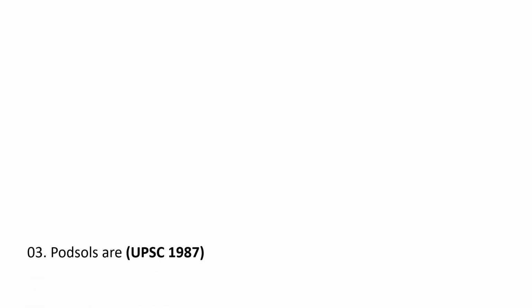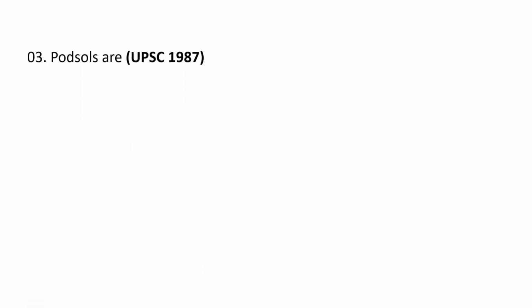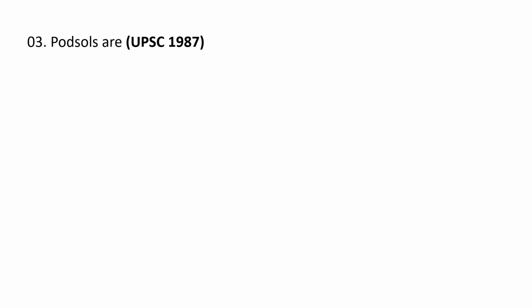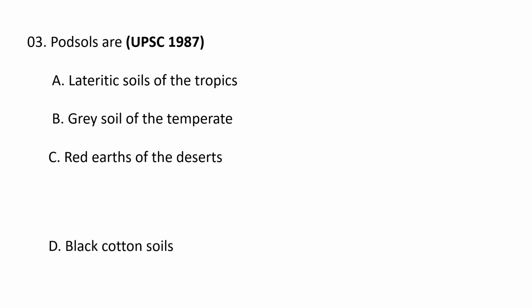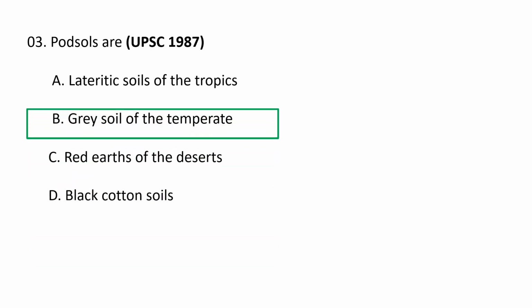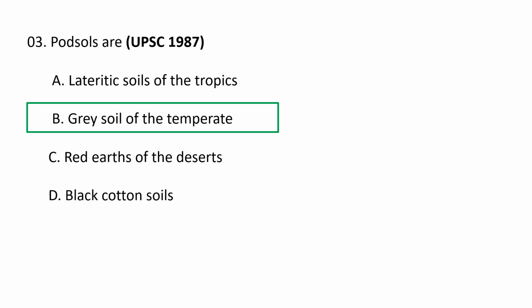Next question. What are podzols? Podzols are A. Lateritic soils of the tropics, B. Grey soil of the temperate, C. Red earths of the deserts, D. Black cotton soils. So podzols are the grey soils of the temperate.